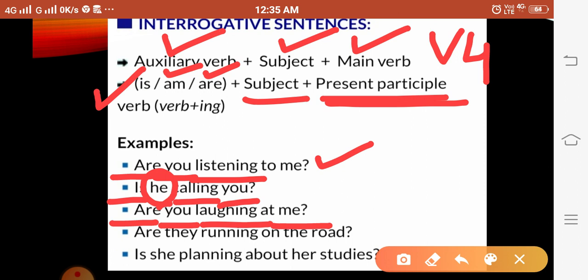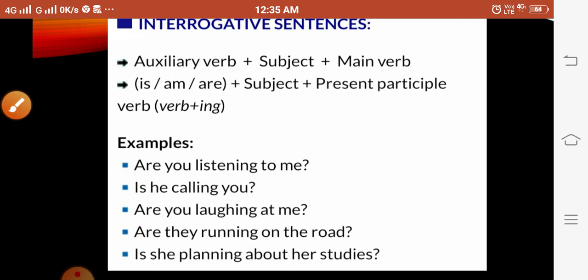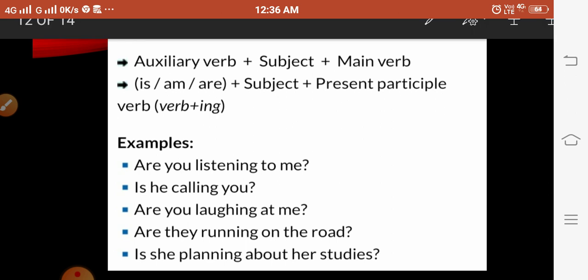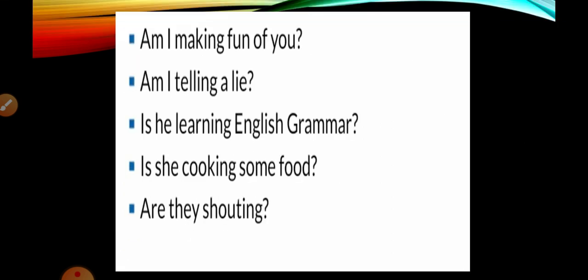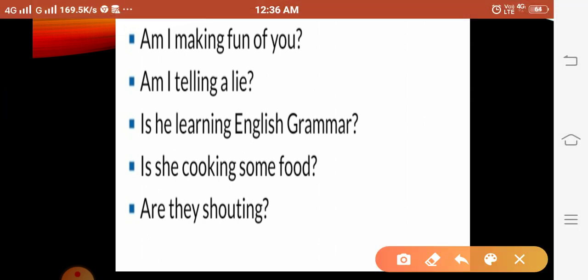Similarly, the other two examples have been made. Are they running on the road? Is she planning about her studies? So I hope that you all have learnt the sentence structures very well, and now you all are able to form sentences in simple present tense and in present continuous tense, both of which have been explained and discussed in this video. There are some more examples given of interrogative sentences only. Let me read them out for you.